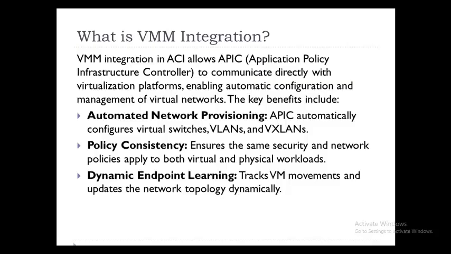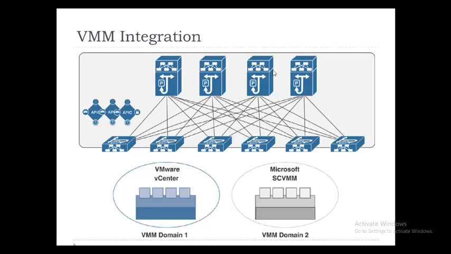So in this picture, we can see there are two different VMM domains. One is by VMware vCenter, another one is by Microsoft. Now we have four VMs on each domain, and we want the communication from, let's say, A to B. Now this may be physically connected to this leaf, and this may be physically connected to this leaf.